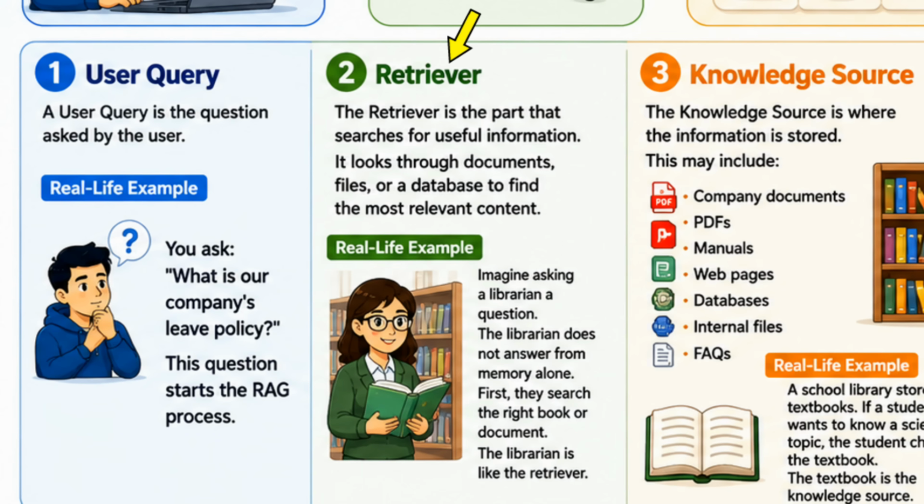Second part, retriever. The retriever is the part that searches for useful information. The retriever looks through the documents, files, or database to find the most relevant content. Real life example. Imagine asking a librarian a question. The librarian does not answer from memory alone. First, the librarian searches for the right book or document. The librarian is like the retriever.